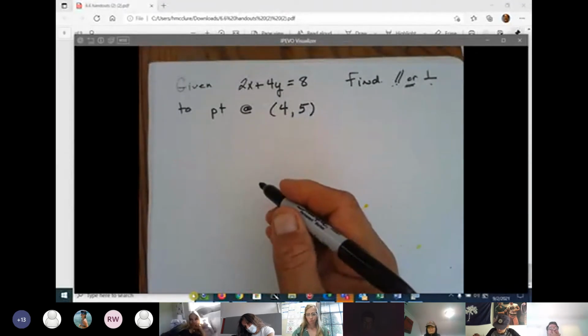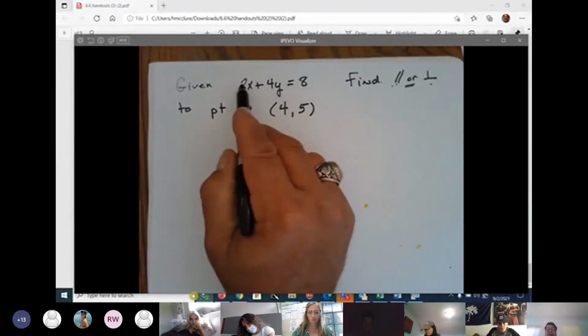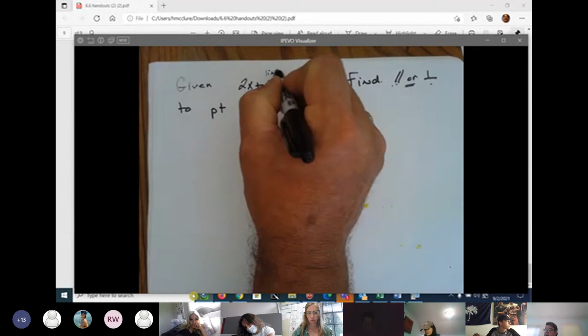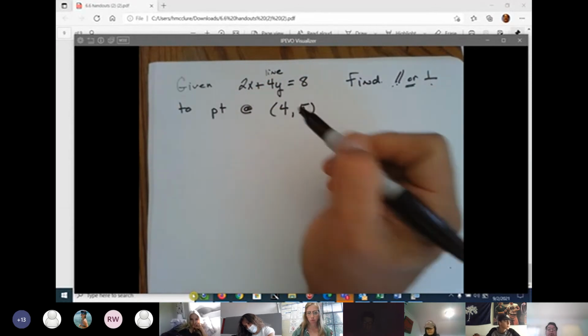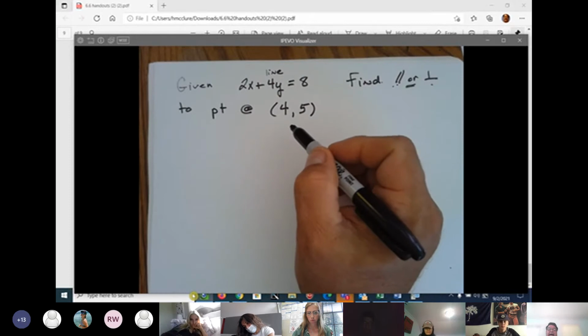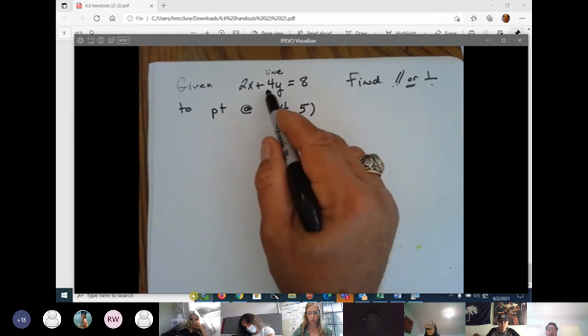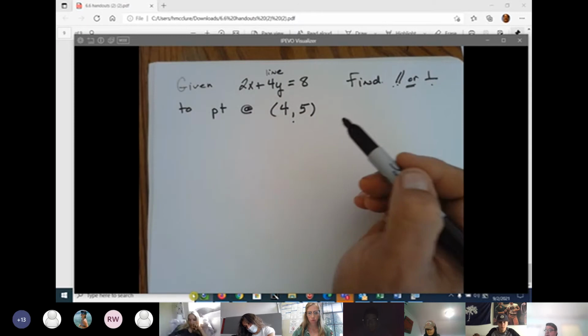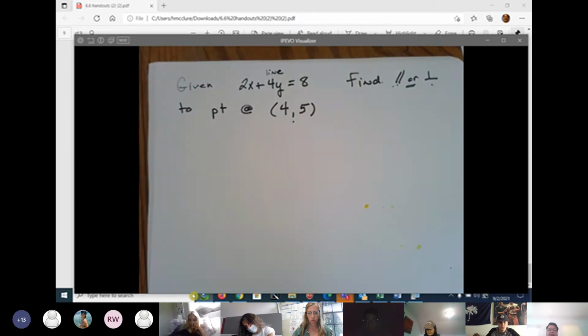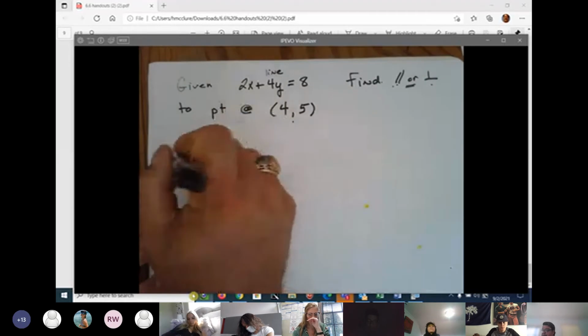What are they asking for? Well, there's a line. This line right here is going through space, and they want to know what is the equation of the line that is parallel or perpendicular and goes through that point. I'll draw a picture of it in just a minute, but we can't draw a picture until we do the problem. So with that being said, what do you do first? Well, you draw a BA table.